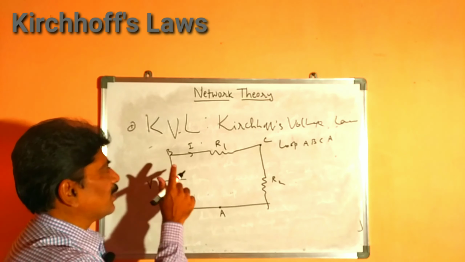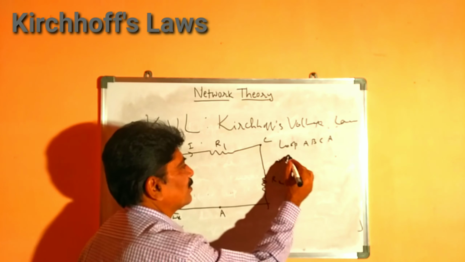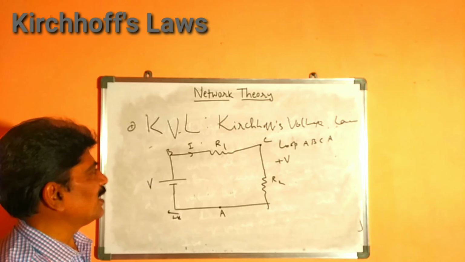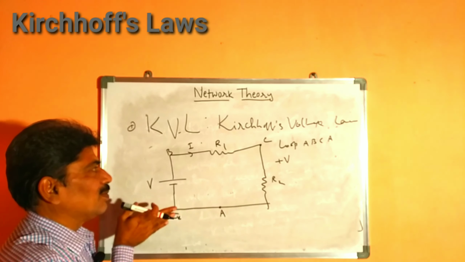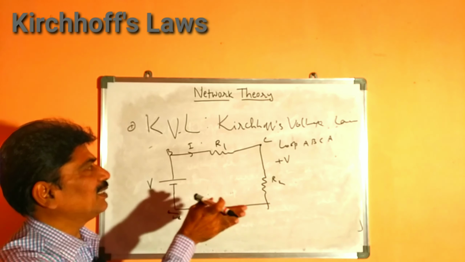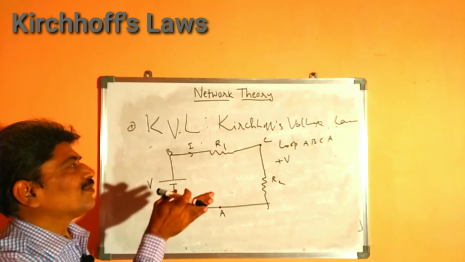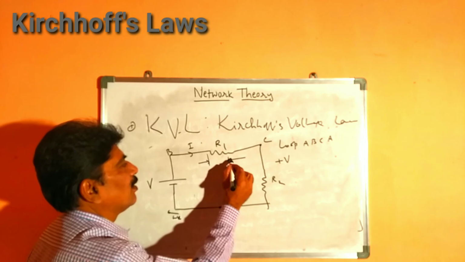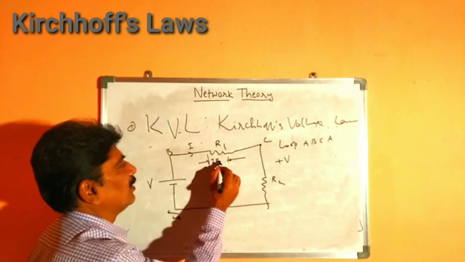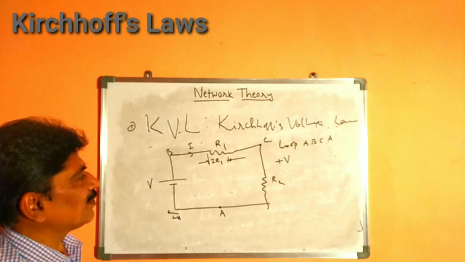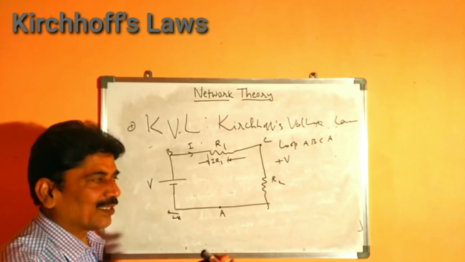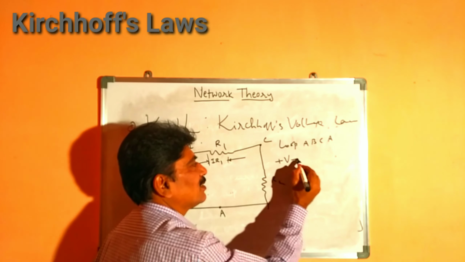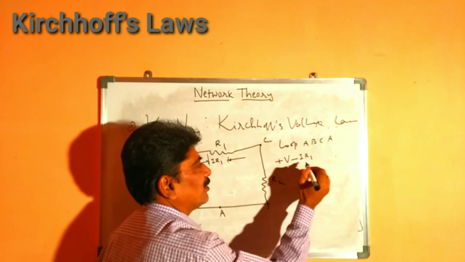So there is a rising potential, and the sign of that V is positive. So I am writing plus V. In the branch BC, we are moving along the direction of current. The voltage drop is IR1, and since we are moving in the direction of current, the sign of that drop will be minus IR1.